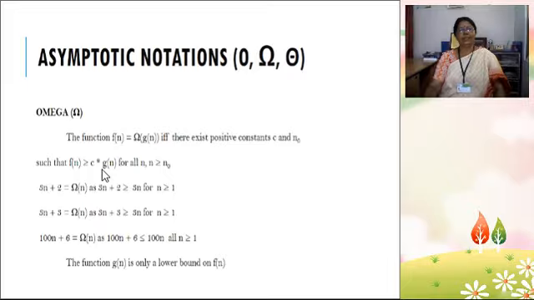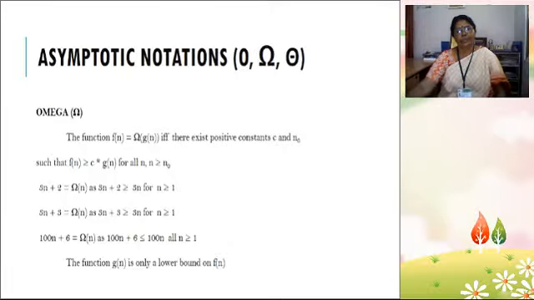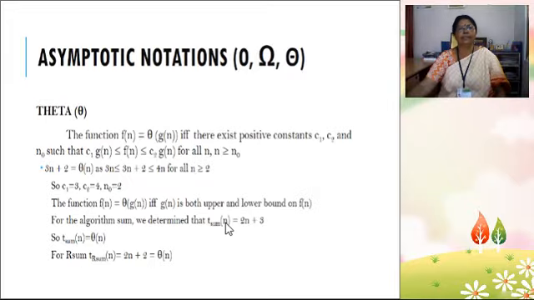So f of n is equal to omega of g of n. Omega of g of n specifies the lower bound. So always the time complexity of the given algorithm will be greater than or equal to c star g of n for all n greater than or equal to n0. So the function g of n is only a lower bound on f of n. So big O specifies the upper bound, omega specifies the lower bound. The third one specifies the range. It is theta. Theta specifies both the lower bound and the upper bound.